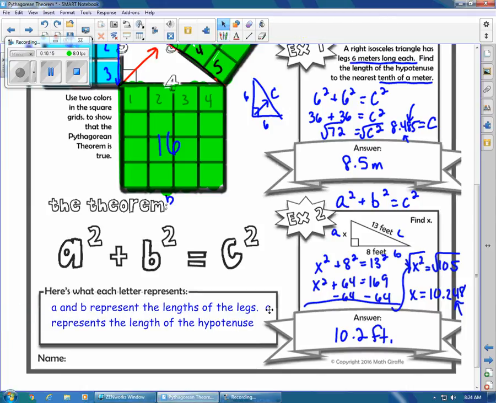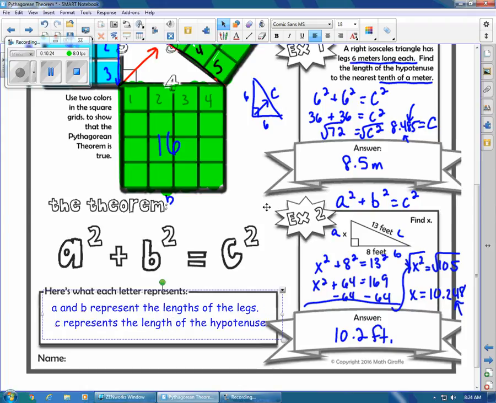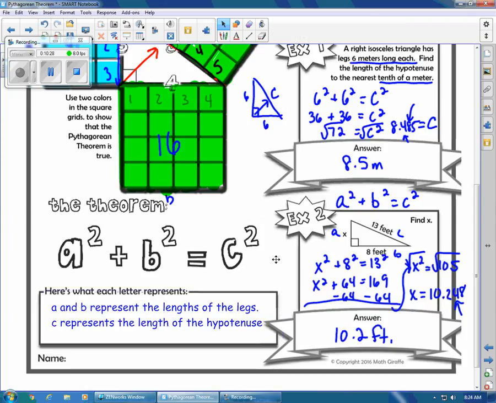A and B represent the lengths of the legs. C represents the length of the hypotenuse. And I'm going to move that so that it's on the next line. Okay, C represents the length of the hypotenuse. And again, the word hypotenuse is one you're going to have to commit to memory and make sure you understand what it means.